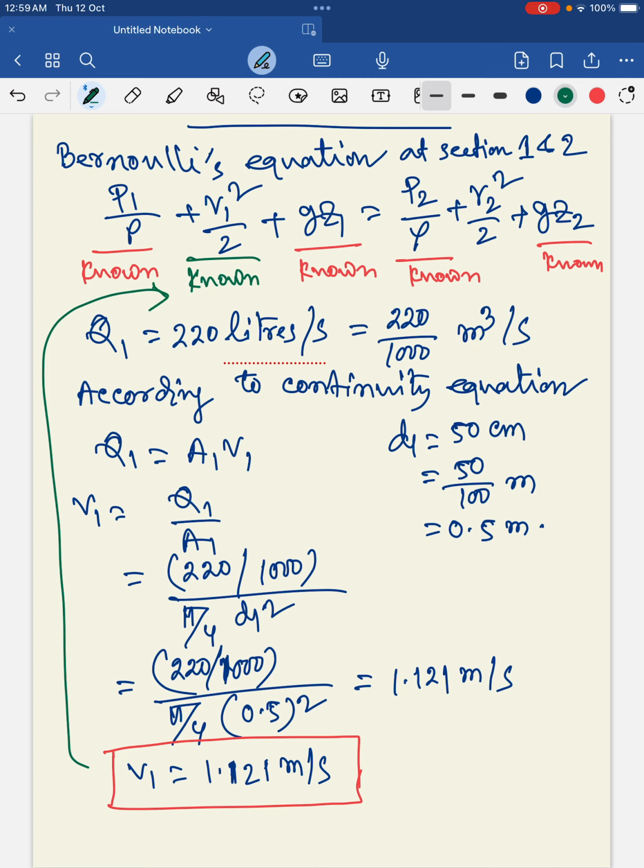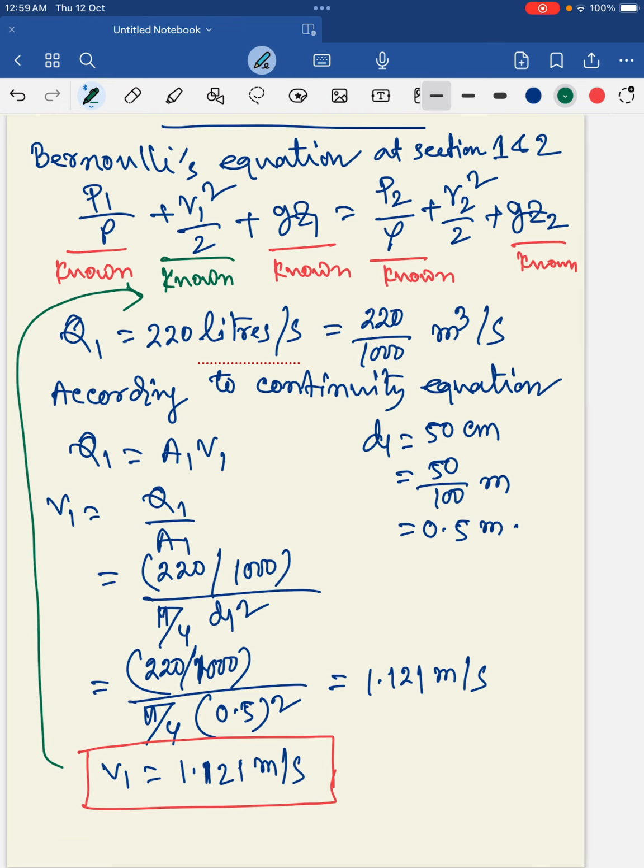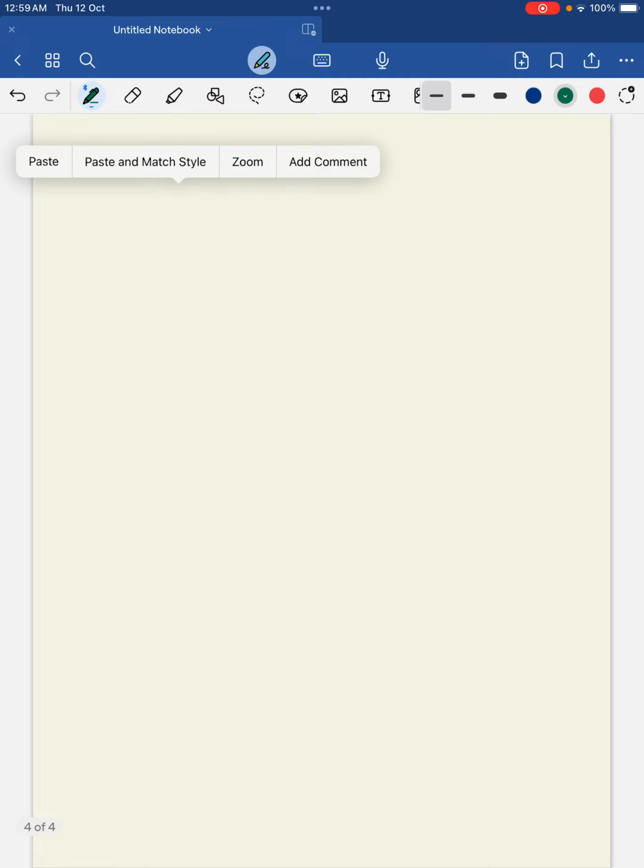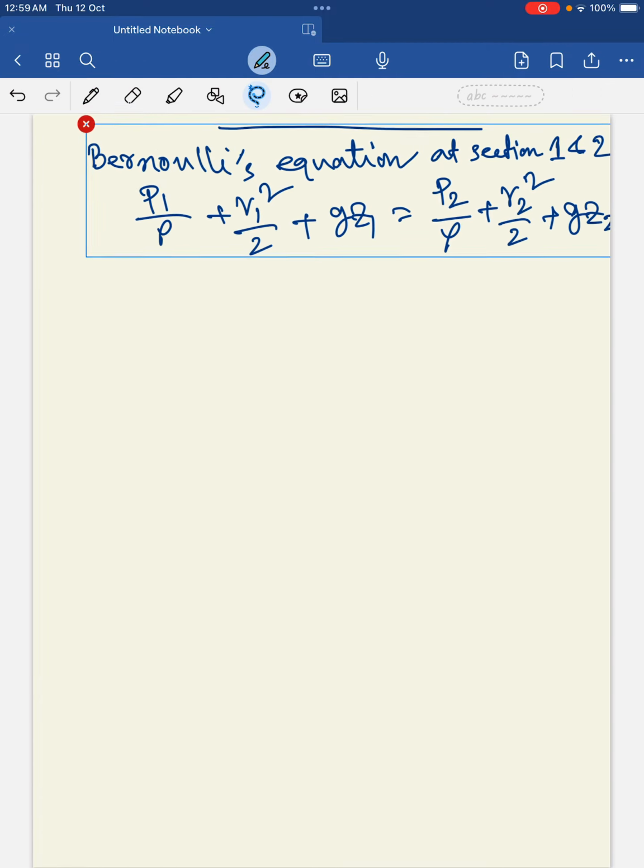Now we can use Bernoulli's equation, we can easily calculate V2 square by 2. Now how do we calculate that? So we can put all these values.